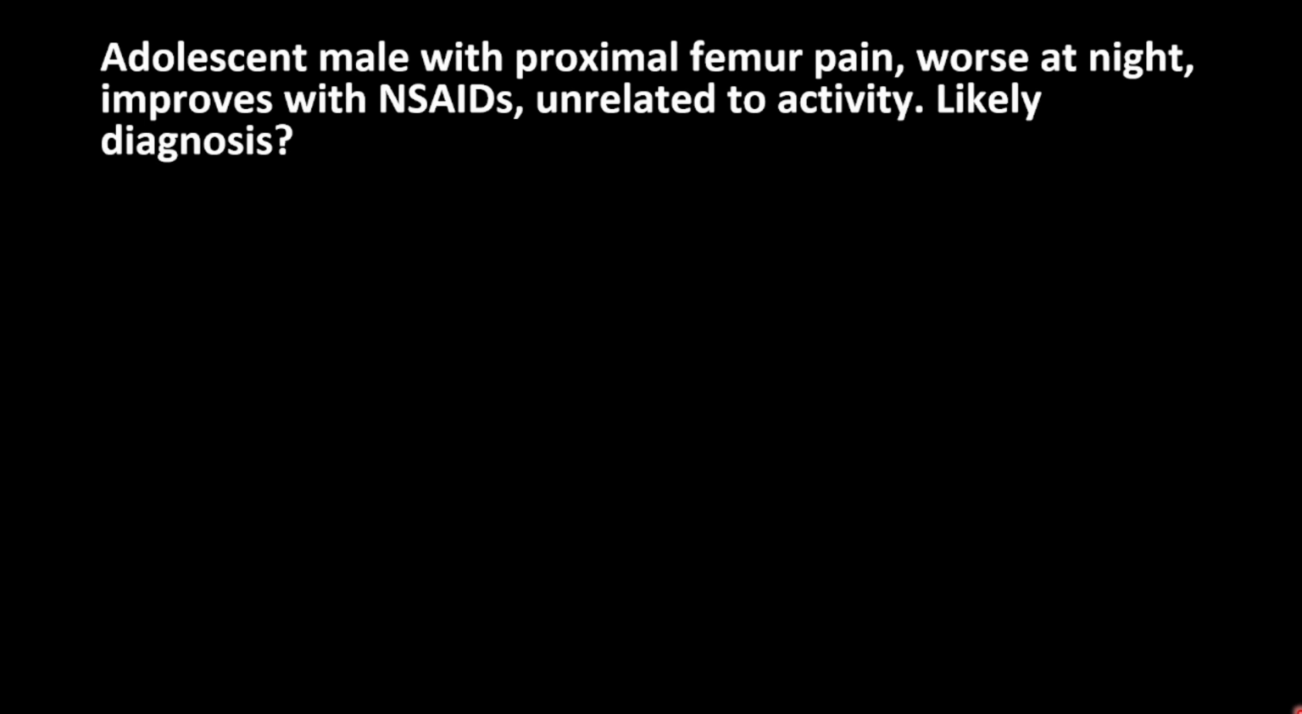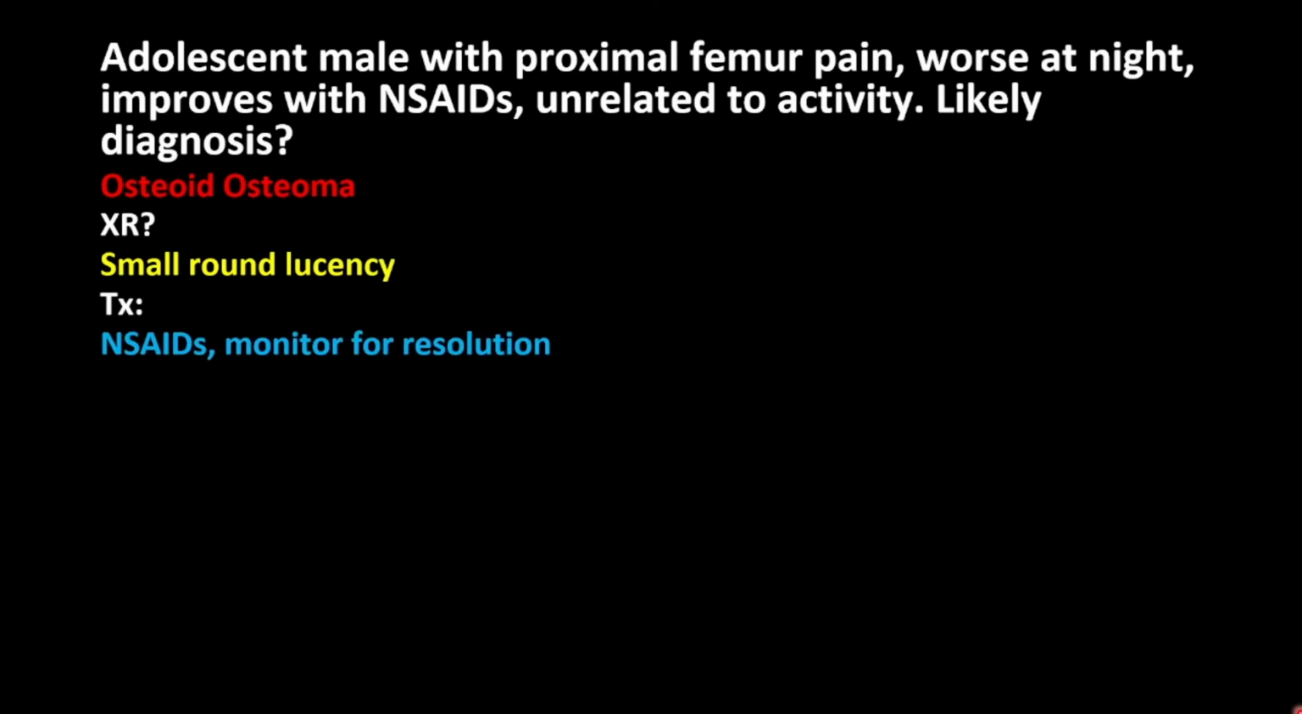We move on. So next we have an adolescent male presenting with proximal femur pain that's worse at night. It does improve with NSAIDs, but is unrelated to activity. What is the likely diagnosis? This is an osteoid osteoma, because the pain improves with NSAIDs. On X-ray, you'll see a small round lucency, and then treatment typically involves NSAIDs and consistent monitoring.